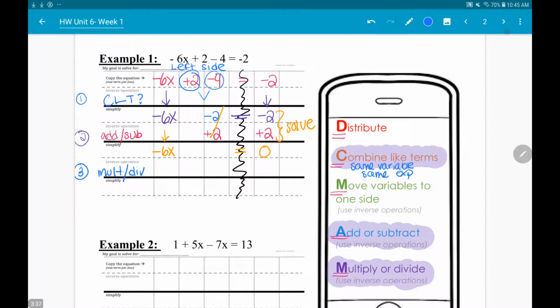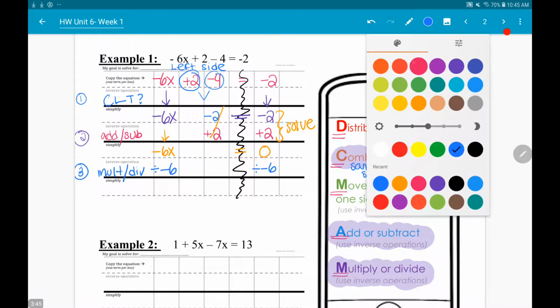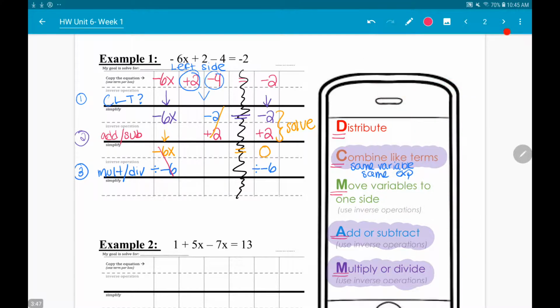So I'm going to divide by -6. All right, these are opposites, so they cancel. I just bring down my x. I bring down my equals, and on this side, I'm going to solve. So 0 divided by -6 is 0. So that is my final answer. My answer to this problem is x equals 0.